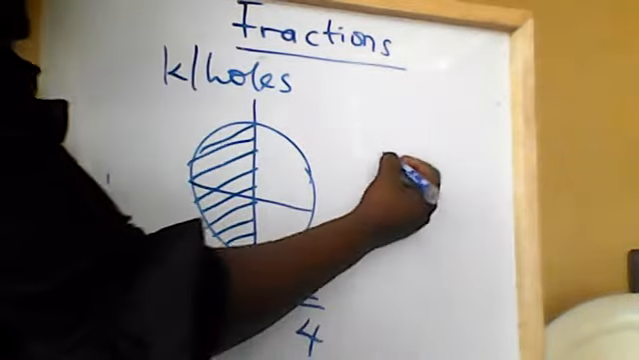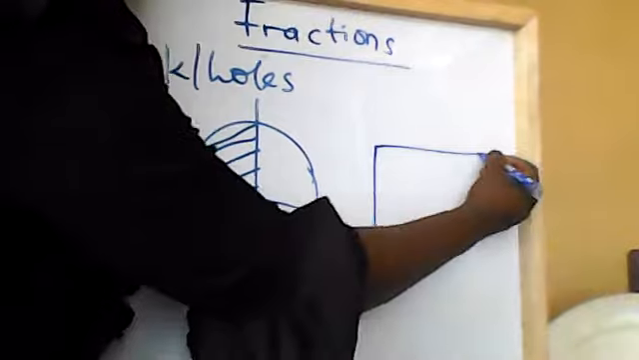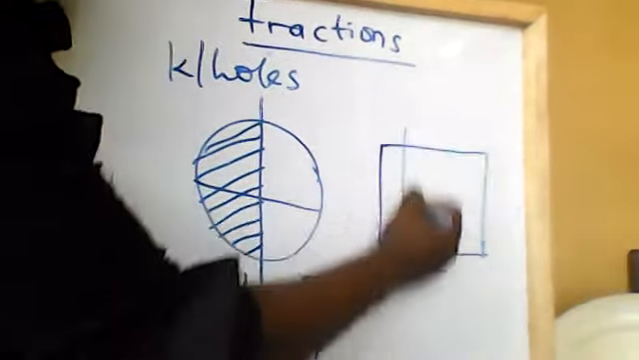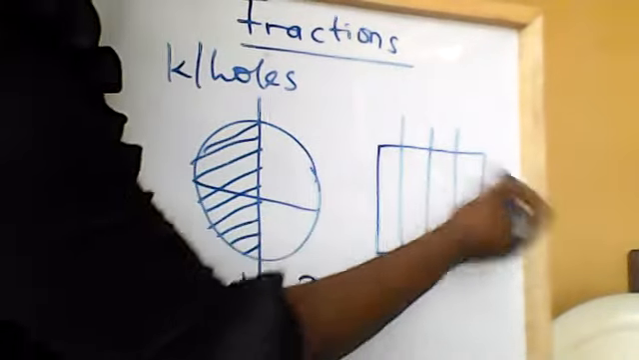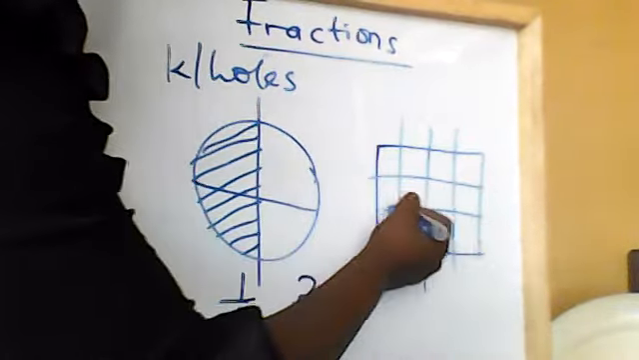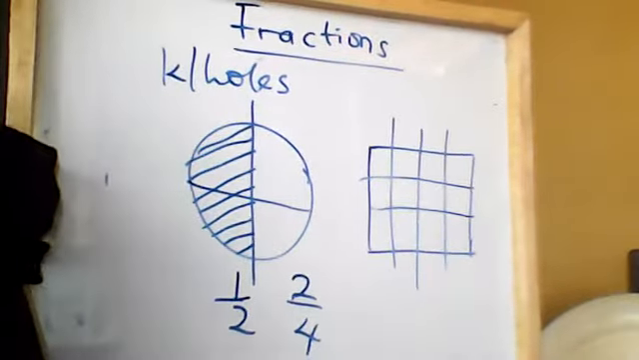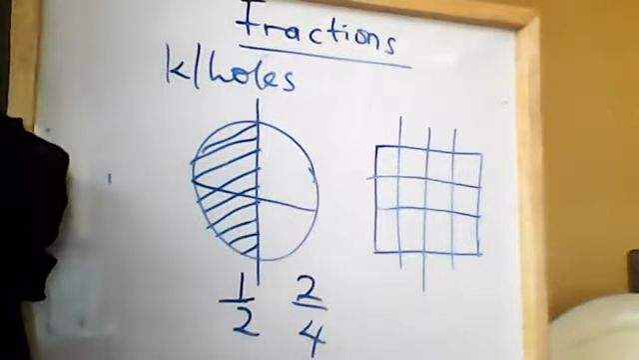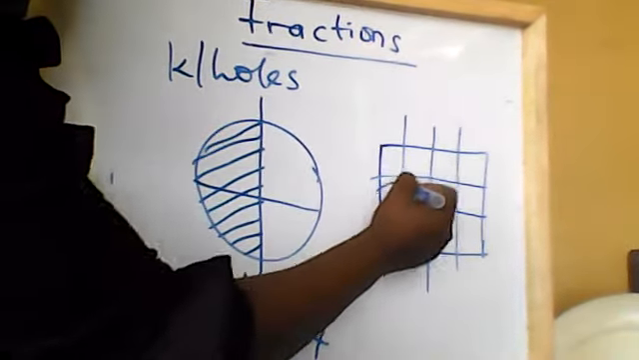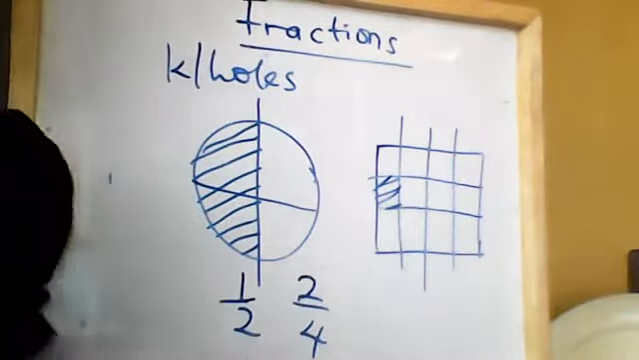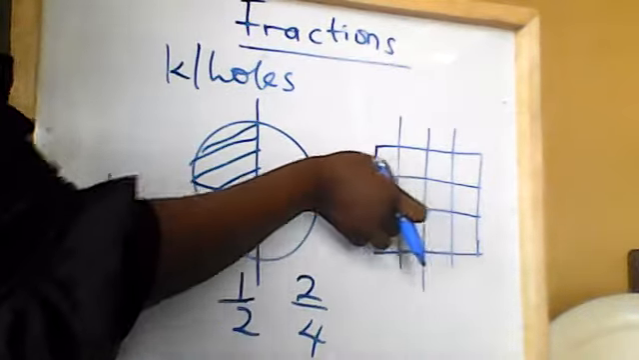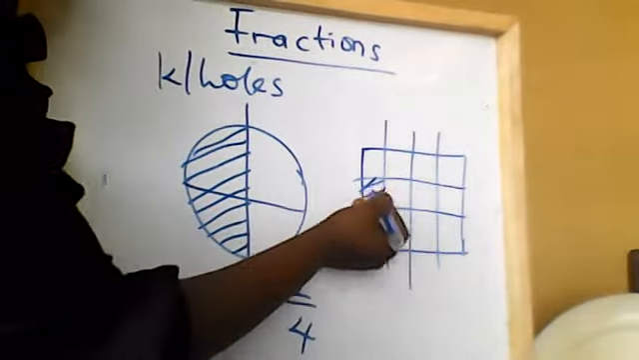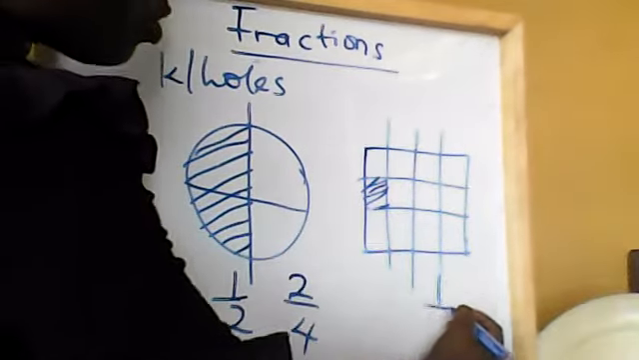I can use another example. This time I will draw a quadrilateral shape, and I can divide it into as many sides as possible. Here I have 12 sides. I have divided it into 12 smaller quadrilaterals. So if I shade just one, this part shaded is just one of 12 parts. And so this part is represented as 1/12.